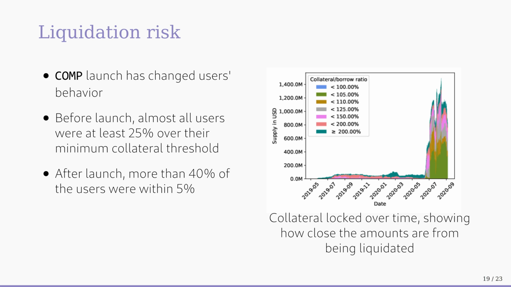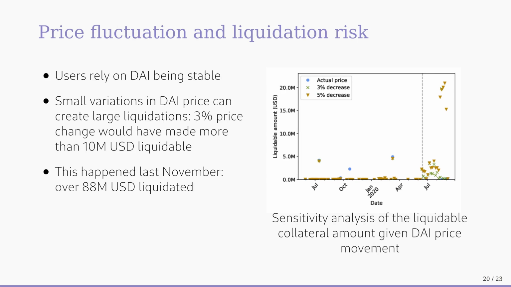We wanted to see basically how close they would be to liquidation if there were to be some price changes, and how many of them would actually get liquidated. So we looked at DAI in particular because it is a stablecoin, but it is also not that stable, in the sense that quite often there are fluctuations of a couple of percent in the price of DAI. And we tried to do a sensitivity analysis and see how much collateral would be liquidated with a decrease of 3 and 5% in the price of DAI.